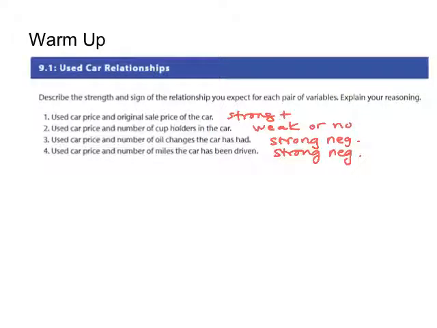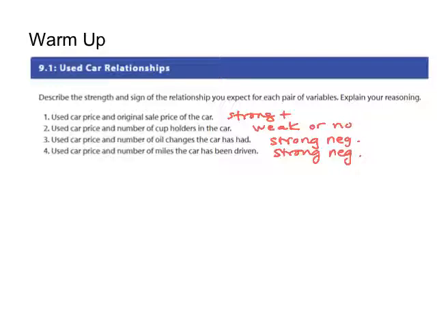The next one, used car price and the number of oil changes the car had. So I wrote this as strong negative. You might argue that this was maybe a little bit weaker, but if it's had more oil changes, then that means it's been running longer, and the used car price should be lower because the car is even older. So that's why it's a strong relationship, but it's a negative relationship. Those variables are going in different directions.